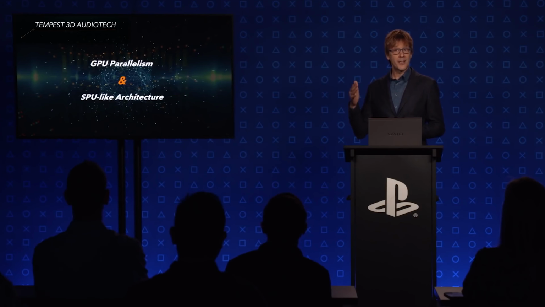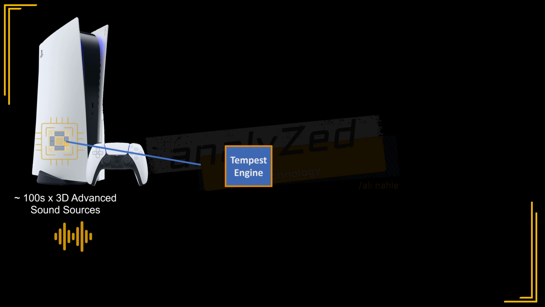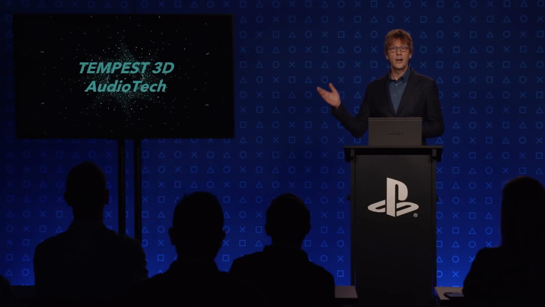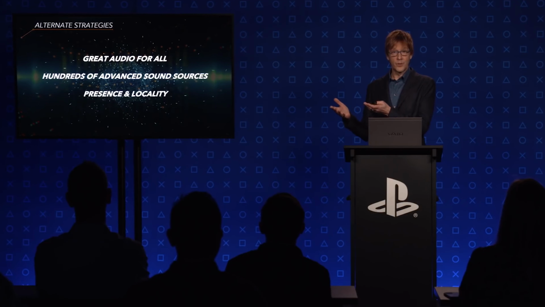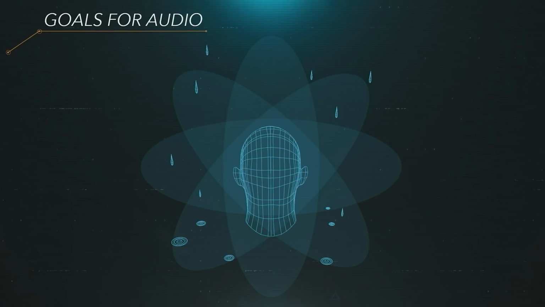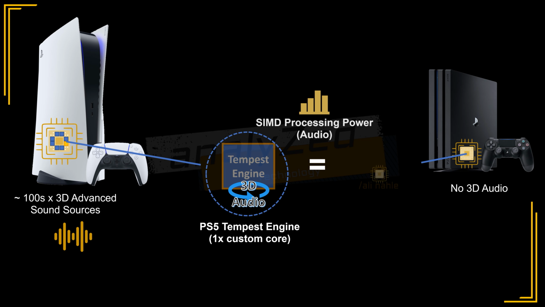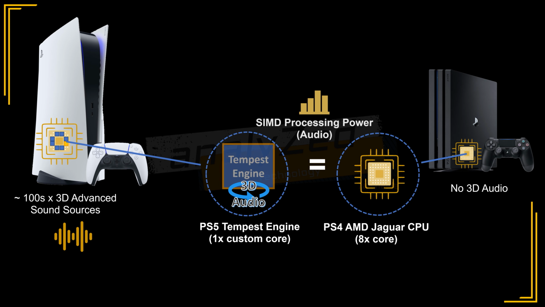This was achieved by reverse engineering one of the GPU cores, since its parallelism is more suited than an x86 CPU core, and optimizing it for complex audio calculations to be closer to the SPU cores of the PS3's Cell processor. And the result is what Sony calls the Tempest 3D Audio Tech, a dedicated hardware and software audio processing unit in the PS5 designed specifically to deliver not only an enhanced audio experience, but primarily a realistic and immersive 3D audio experience. In fact, the PS5 Tempest Engine is so powerful that it has the SIMD processing bandwidth for audio equaling all the 8 cores of the PS4 CPU, which should give you an idea of how powerful this engine is.